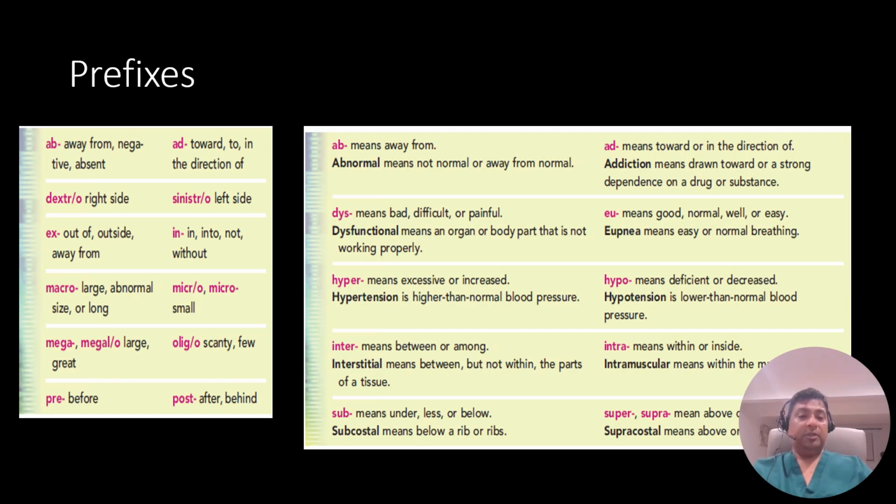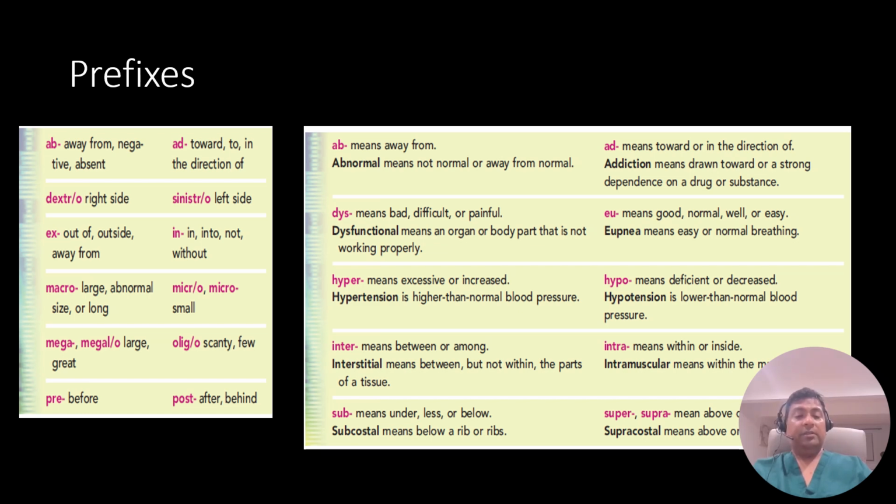Let's take a look at these prefixes. Ab means away from, negative, or absent. Ad, as in addition, means toward, in, or in the direction of. Dextro refers to right side. Sinistro refers to left side. Ex means out of, outside, and away from. In refers to in, into, not, or without.